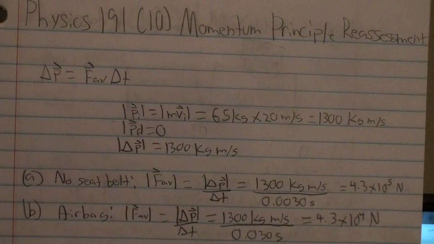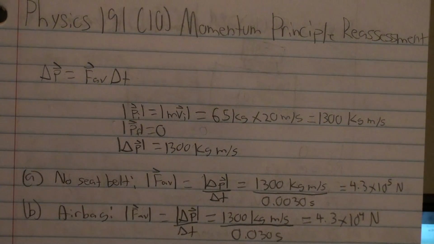So the magnitude of the passenger's initial momentum is going to be our equation here, which is p sub i equal to m times v sub i. And I plug my values in for that, and I get 1,300 kilograms meters per second. And now his final momentum is going to be 0, so the magnitude of the momentum change is going to be the change in p is equal to 1,300 kilograms meters per second. This momentum change divided by the time interval gives us the magnitude of the average force in each case here.